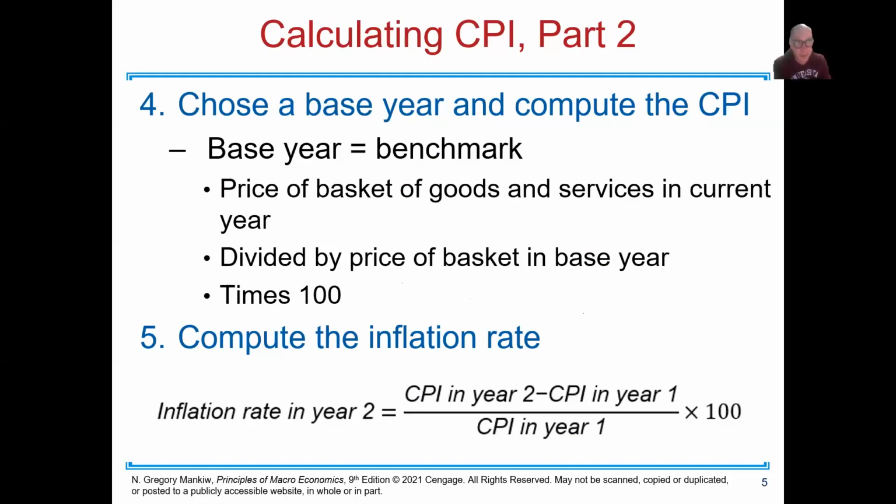And then the fifth thing that we do in calculating the consumer price index is we compute the inflation rate. The way to do that is we take the consumer price index in year 2 minus the consumer price index in year 1, which is also known as the base year, divided by the consumer price index in the base year or year 1. And then we multiply that by 100. That gets us the inflation rate for year 2.